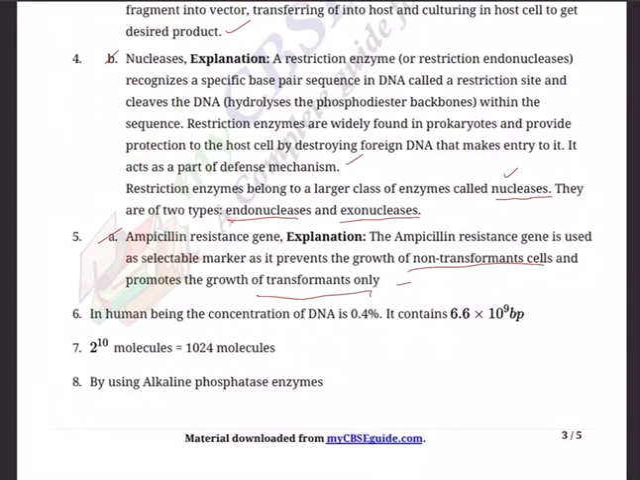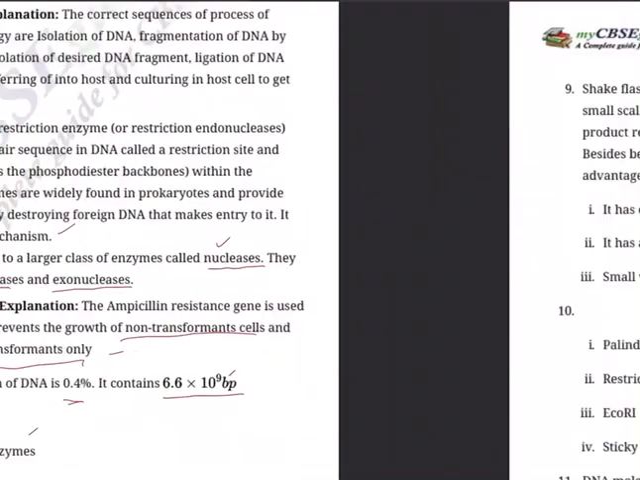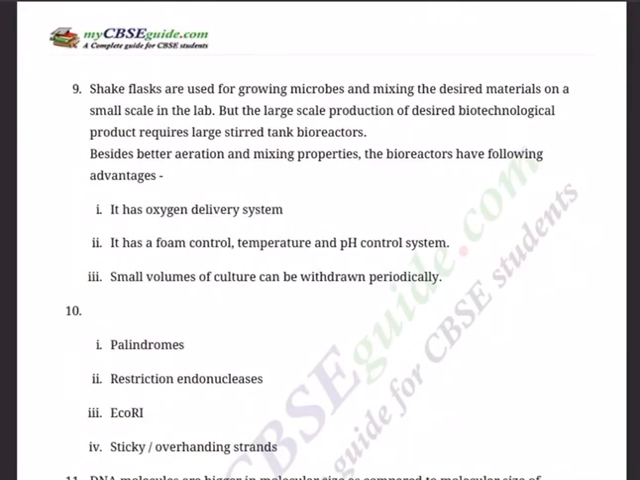Question number 6. In human being, the concentration of DNA is 0.4%. It contains 6.6 into 10 to the power 9 base pairs. BP is base pair. 7th, 2 to the power 10 molecules, that is 1024 molecules. 8th, by using alkaline phosphatase enzymes.